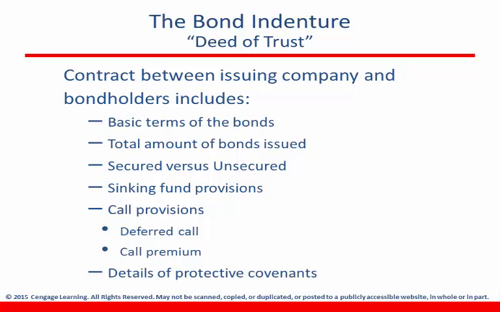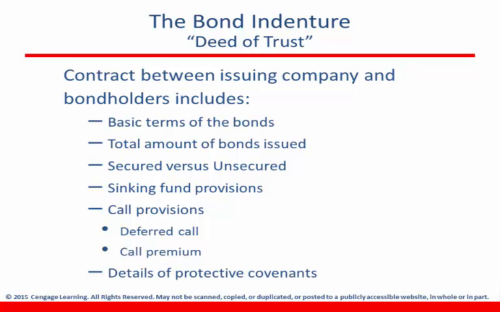We won't get too much into some of these nitty-gritty details of bonds. I just kind of want you to know the basic definitions, which you obviously can look up. It's also going to list if there's any details of protective covenants in there. So if I go over any of these definitions too fast, you can obviously look them up. That's basically all I want you to know.